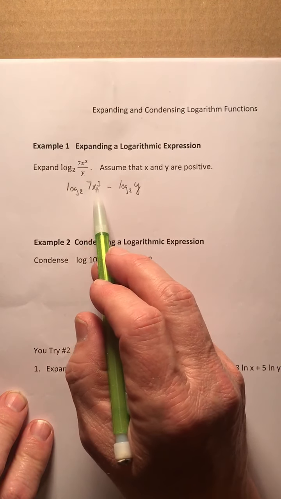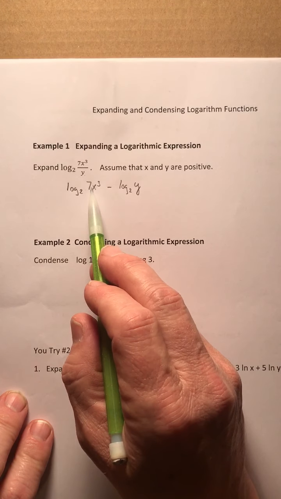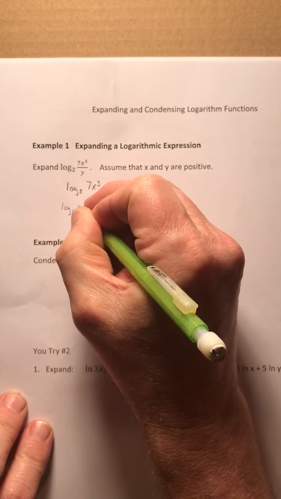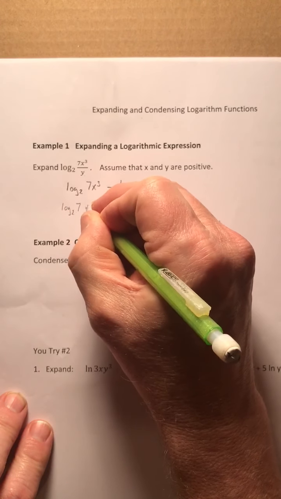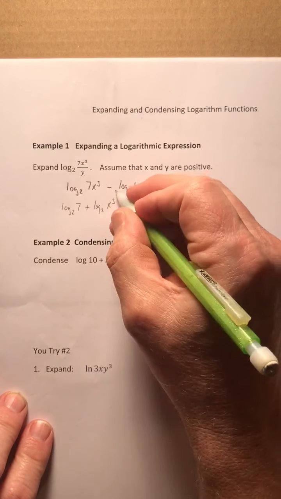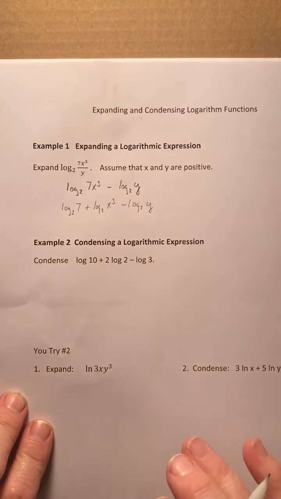Now we've got to get these two separated. And to separate these two, it's multiplication, so we're going to change it to addition. So we've got log base 2 of 7 plus log base 2 of x cubed, and then I'll bring down that minus log base 2 of y.